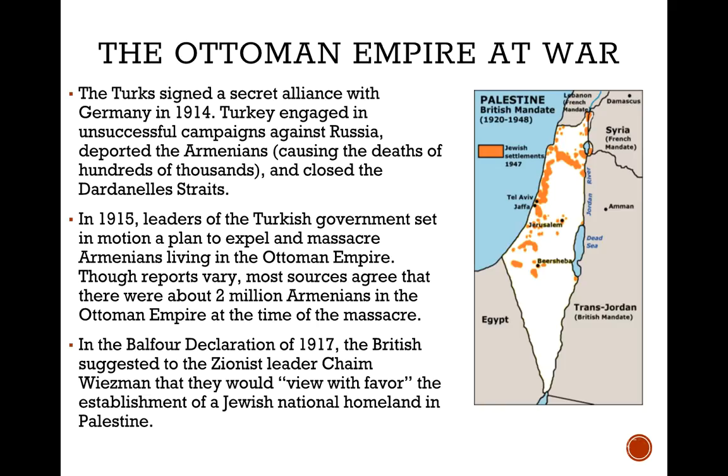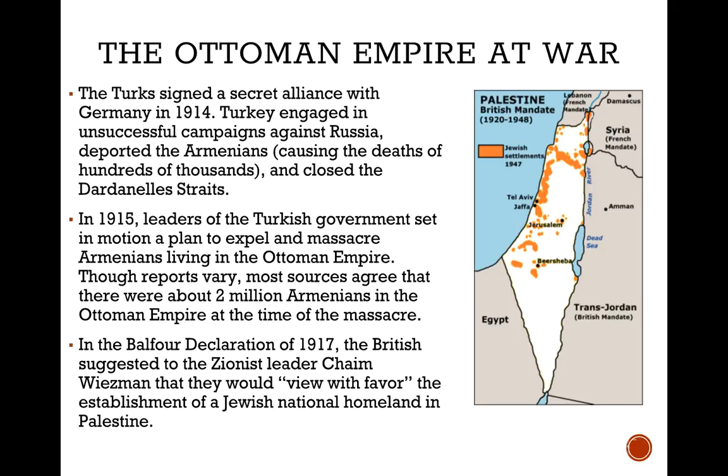In 1915, leaders of the Turkish government set in motion, I want to talk more about this, guys, a plan to expel and massacre Armenians living within the Ottoman Empire. Though reports vary, most sources agree there were about 2 million Armenians in the Ottoman Empire at the time of the massacre. By the early 1920s, when the massacres and deportations finally ended, 1.5 million of Turkey's Armenians were dead, with many more forcibly removed from the country.